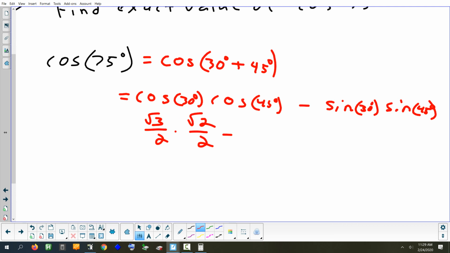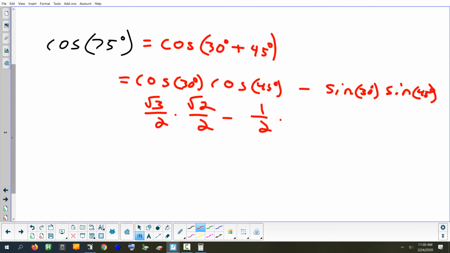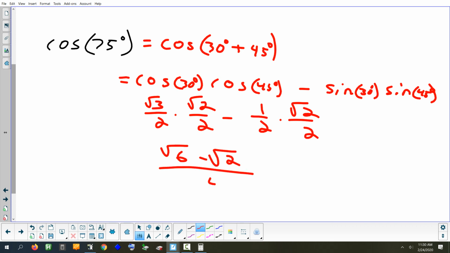Sine of 30. Actually, we did all of these earlier. What's sine of 30? You remember that one? That was a half. And the sine of 45 came out to square root 2/2. So all these problems have square roots of 2, square roots of 6 over 4, plus, minus. They all kind of look something like that. So this one is square root of 6 minus square root of 2 over 4.